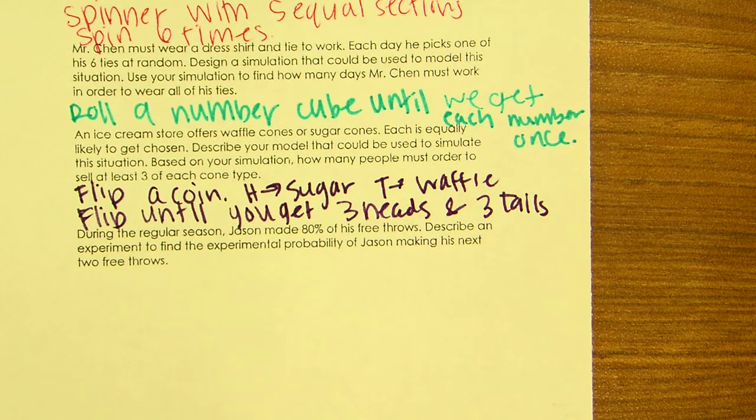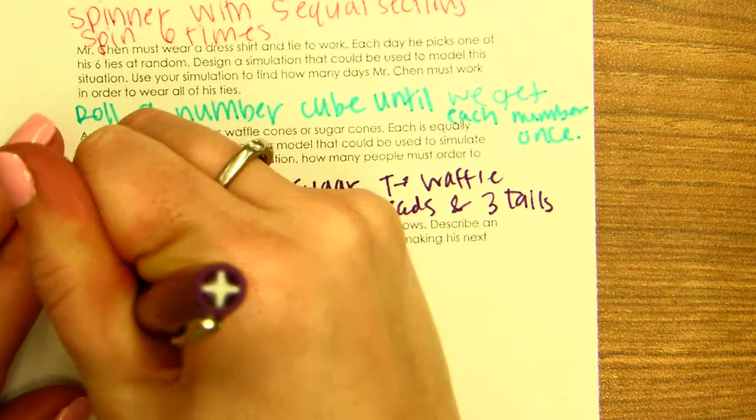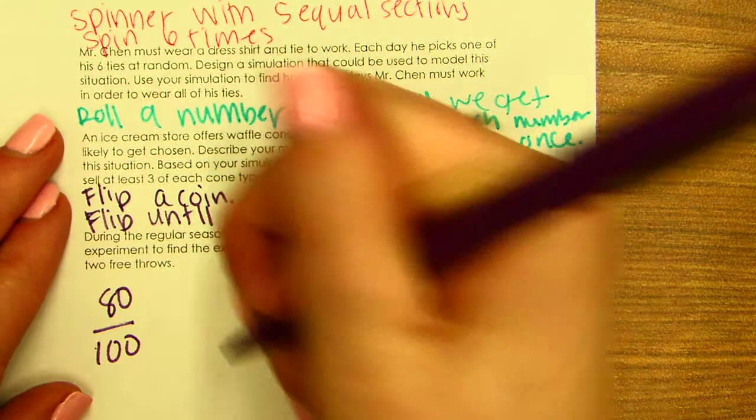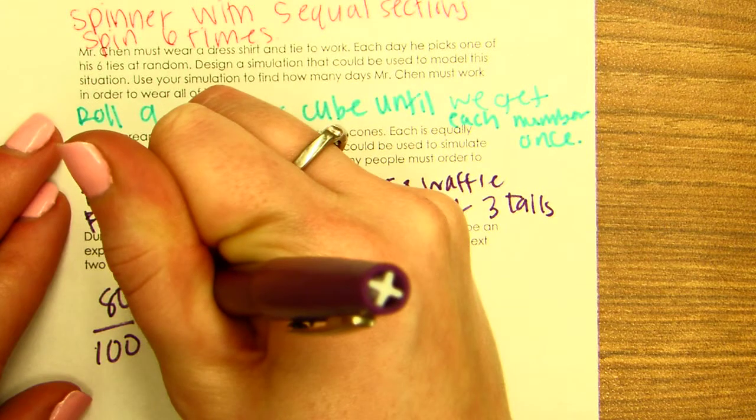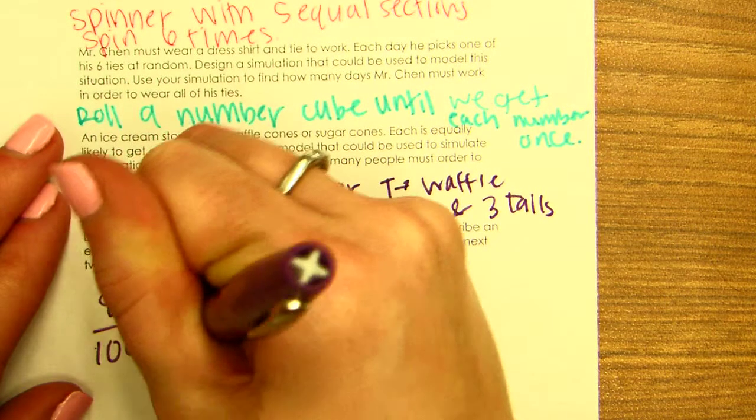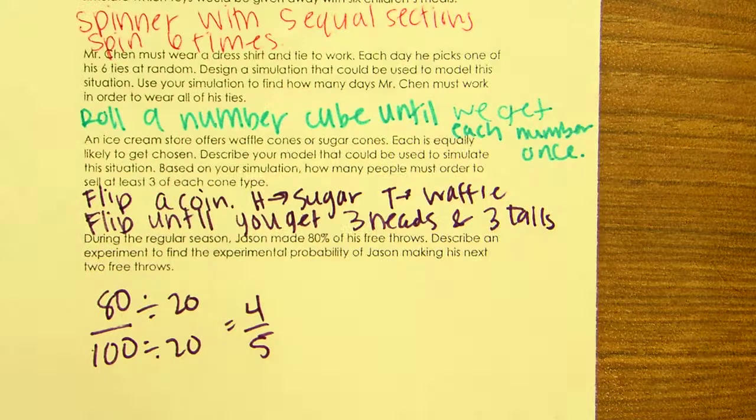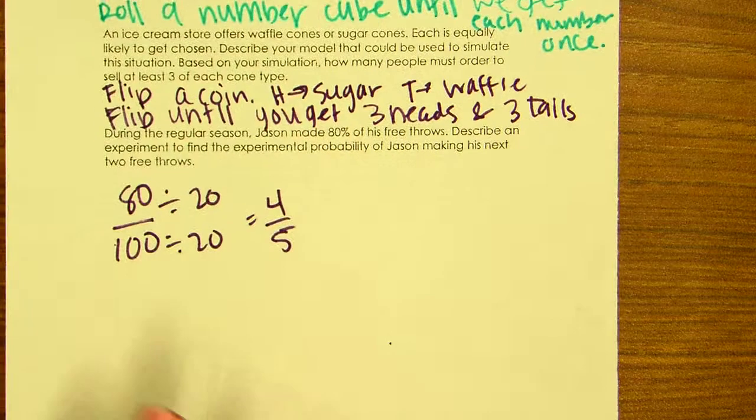Okay, during the regular season, Jason made 80% of his free throws. Describe an experiment to find the experimental probability of Jason making his next 2 free throws. So this one we need to design something that has an 80% chance of happening. So what I'm going to do is 80% as a fraction would be 80 out of 100. I know I can simplify this, I can divide the top and bottom by 20. So I would get 4 out of 5.